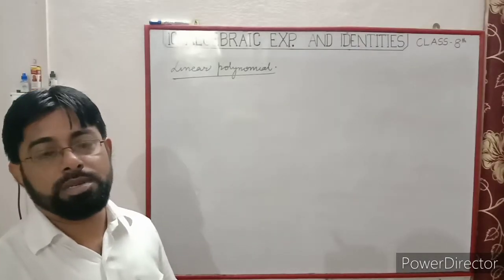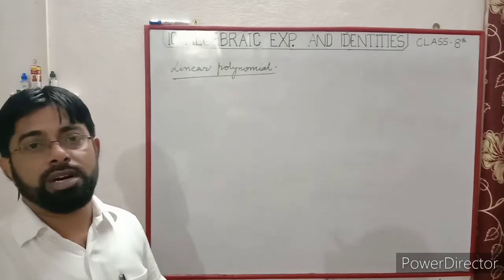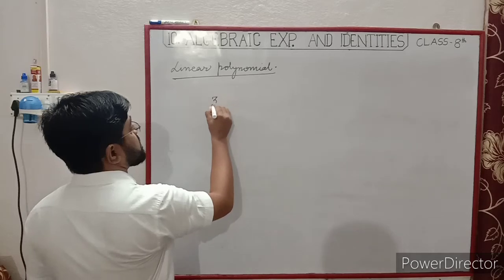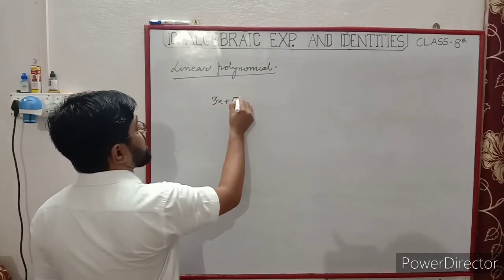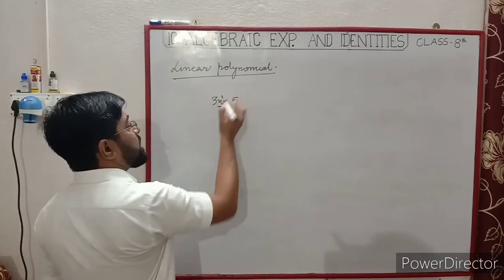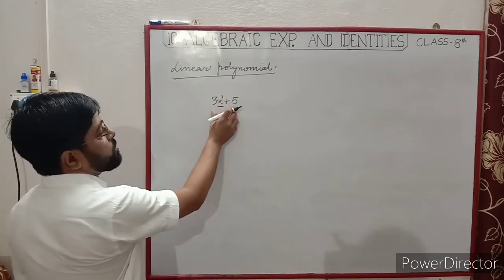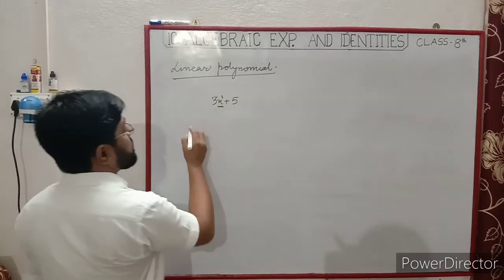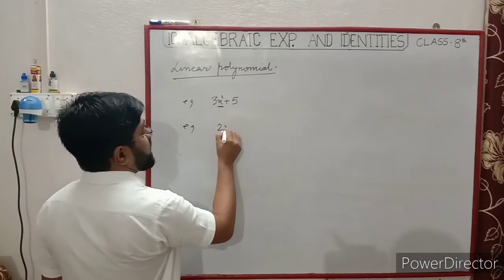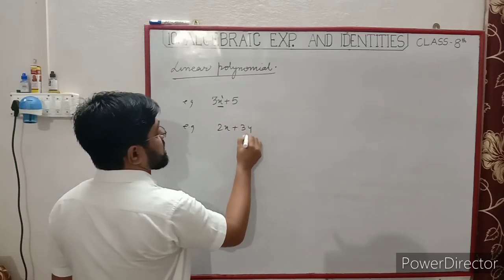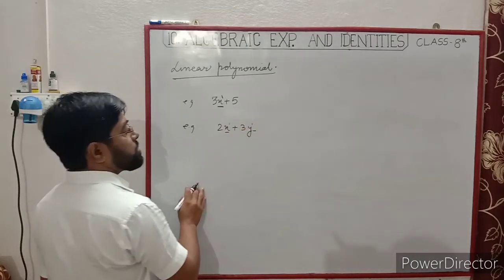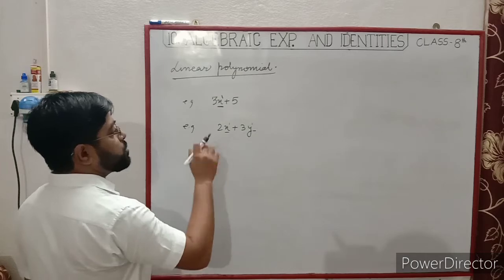Now linear polynomial. A polynomial of degree 1 is called a linear polynomial. Let's see the example. 3x plus 5. Here the literal is x and its power is 1. So this is a linear polynomial in one variable. Now another example, see. 2x plus 3y. x and y are two variables and their power is 1. So that is a linear polynomial in two variables.